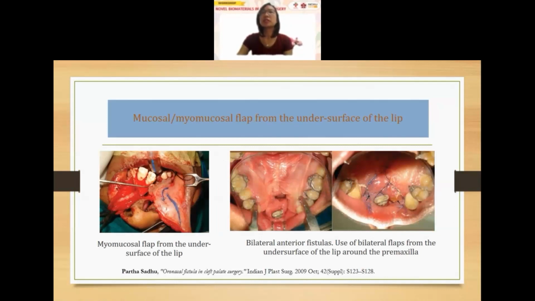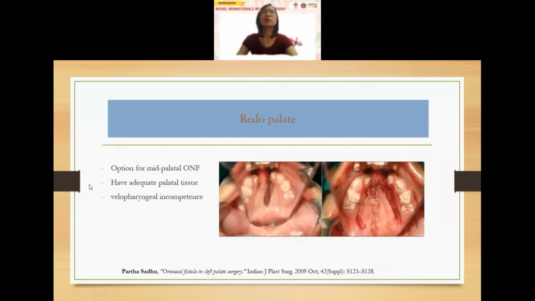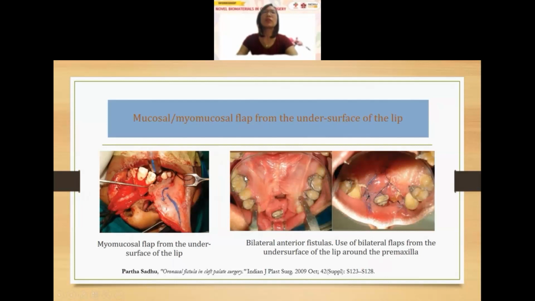The two flap technique is very much used for redo palate repair, for long and narrow fistulas with the axis along the palate, with a mucosal myomucosal flap from the undersurface of the lip. This technique is very helpful for anterior fistulas.